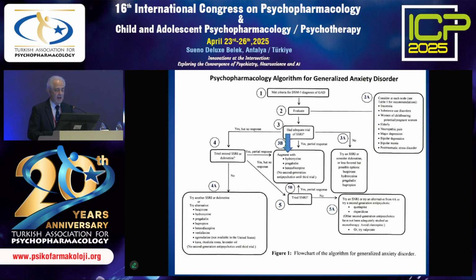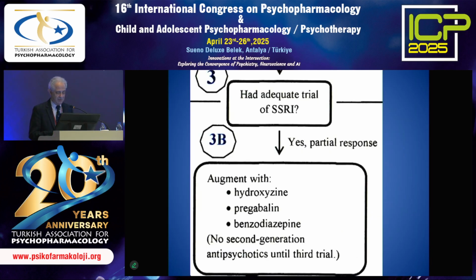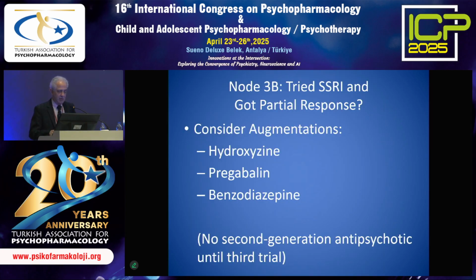Now, what if you go ahead with your SSRI, but you only get a partial response? Can you augment it? We would say you can. There's a few alternatives you might consider: hydroxyzine, pregabalin, and a benzodiazepine. We would not use a second-generation antipsychotic at this point. They have way more side effects.